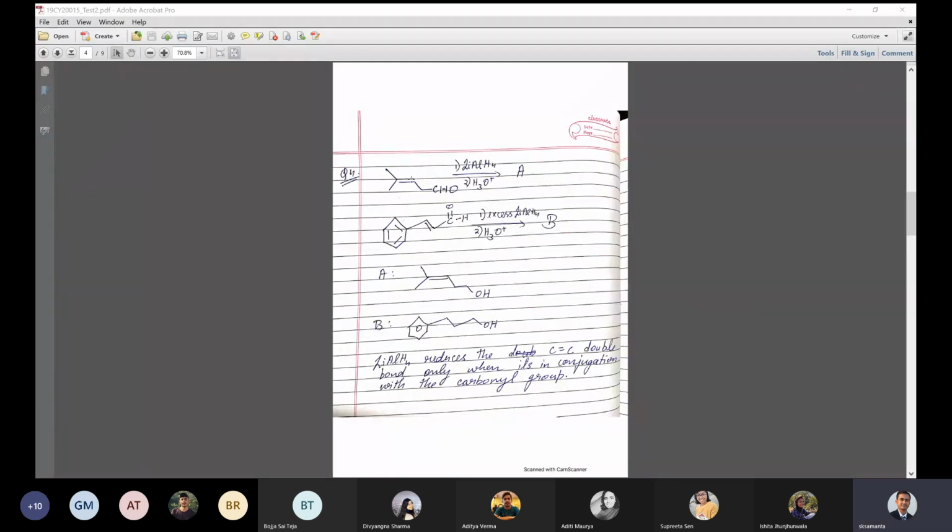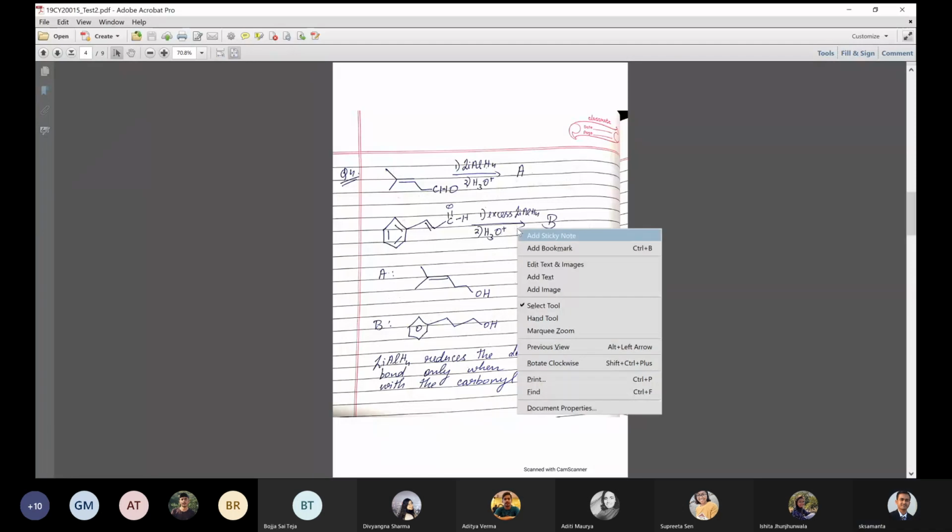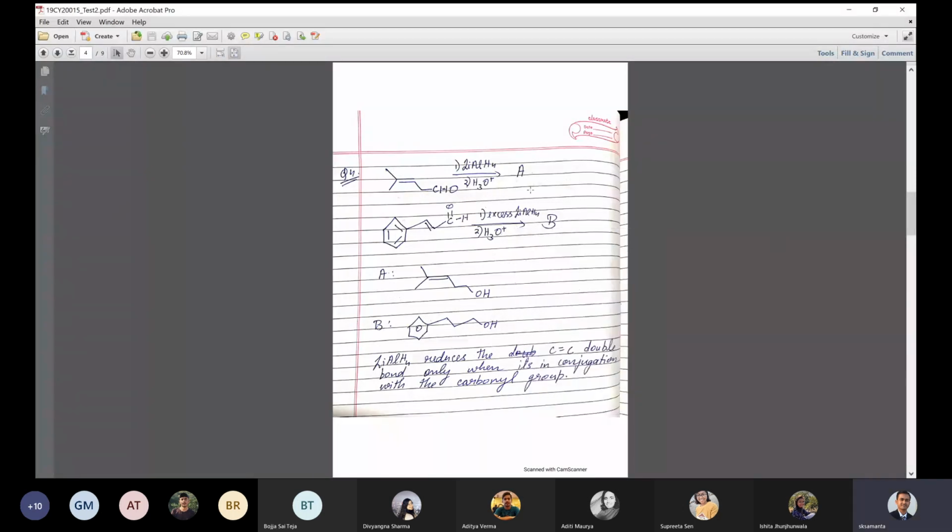In this case, this double bond is not conjugated, so it will not be reduced by lithium aluminum hydride. Only this one will be reduced, the CHO. Okay, here the pointer will not come. So in the first case, this A and B is correct because the double bond will remain intact in case of A, but in case of B, the double bond is in conjugation with this aldehyde, so it will also be reduced.